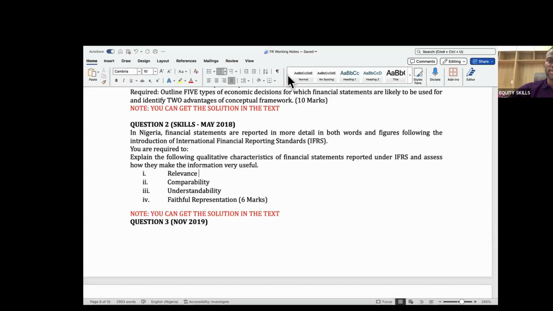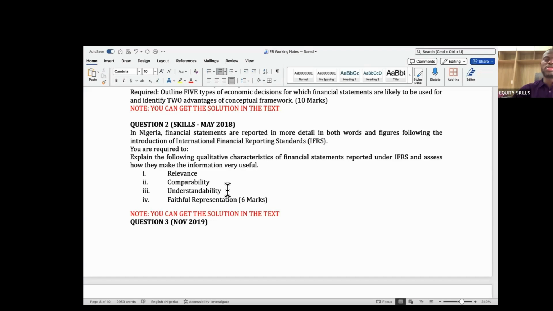How do you explain relevance? If you remember, a report is relevant if it is capable of making a difference in the decision that is made by the user, and it is capable of making a difference if it has predictive value and confirmatory value. And for an item to be relevant, it needs to be material. Comparability means that we should be able to compare our financial reports for this year with that of the previous year and with that of other entities' reports, even in the same industry.